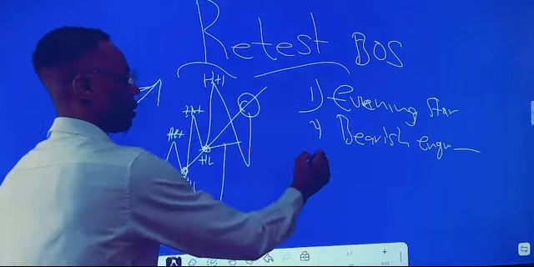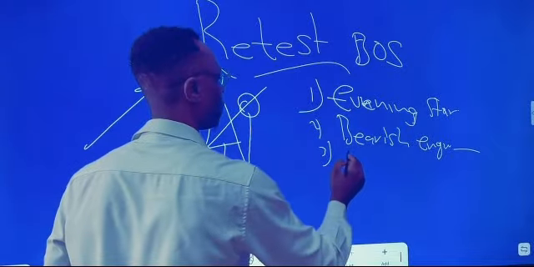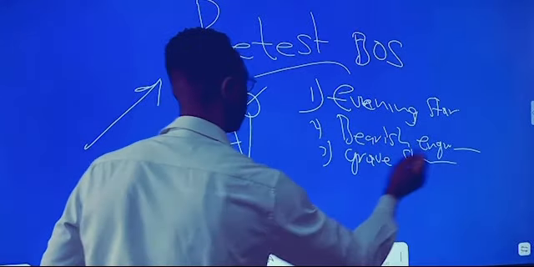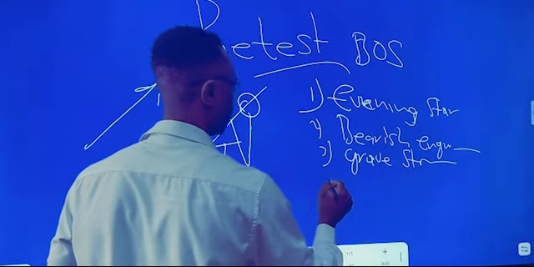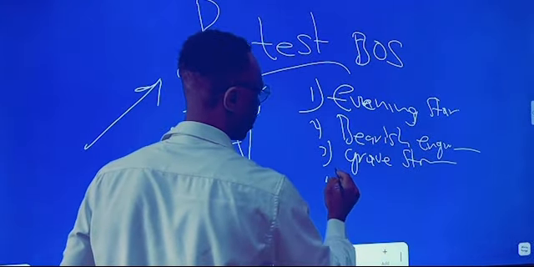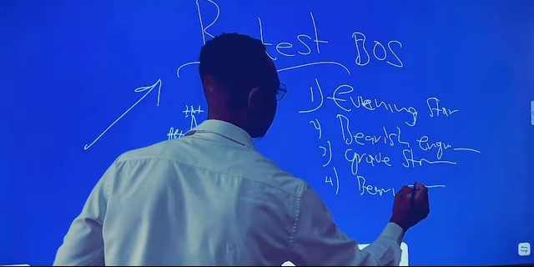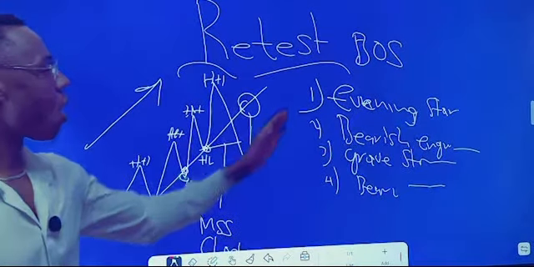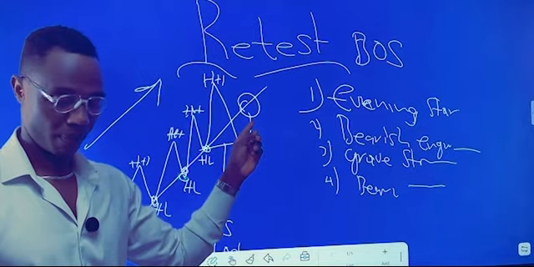Okay, three, we have gravestone doji. All right, gravestone doji. All right, bearish hammer. Okay, you have bearish hammer. Now all these candlestick formations, you need to see one of them here.